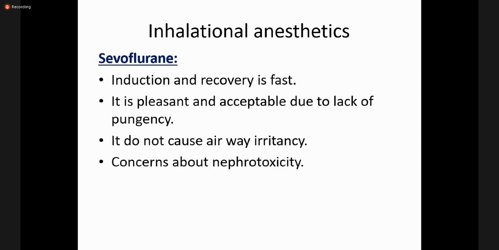Now, sevoflurane: induction and recovery are fast. It is pleasant and acceptable due to lack of pungency. It doesn't cause airway irritancy, but there is concern about nephrotoxicity, right? This is the reason that methoxyflurane is not being used, just because of severe nephrotoxicity. But the chance of disturbed kidney function is still something we must keep in mind if we are using halogenated compounds, right? So after methoxyflurane, we must think about sevoflurane in relation to disturbance in kidney function or nephrotoxicity.